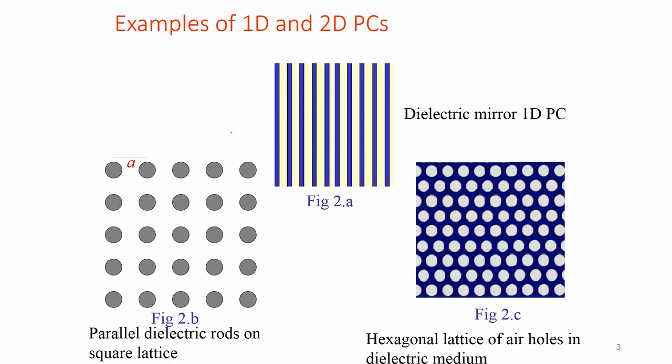So, I am showing a few cross sections of these 1D and 2D photonic crystal structures. This is a 1D photonic crystal or photonic bandgap structure. You can also identify this with a grating, and you have 2D photonic crystal structures. This is a square lattice of photonic bandgap structures. This is a hexagonal lattice of photonic bandgap structure, or is sometimes also called the triangular lattice.